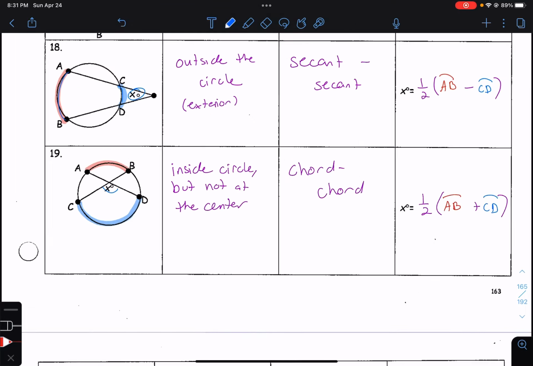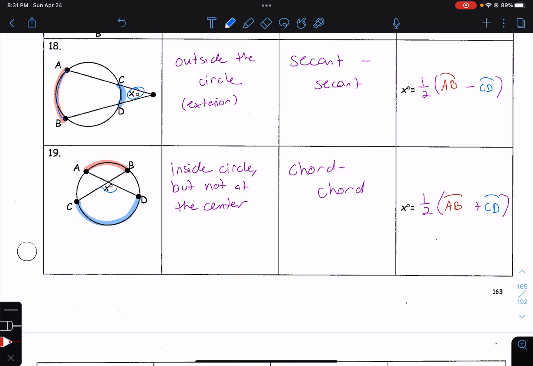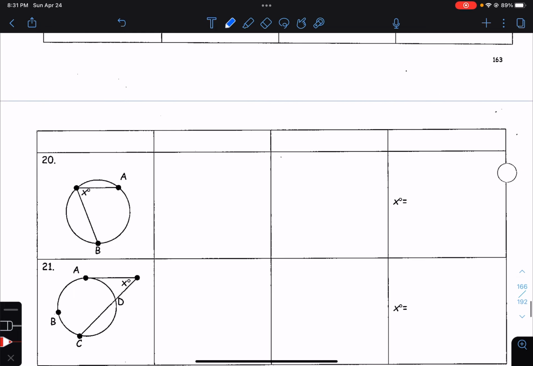Now, I'm sure you're kind of like, oh my gosh, these are so many formulas. Just relax. We're going to do a lot of example problems, and you'll see, once you start using these in context, it won't be as overwhelming.